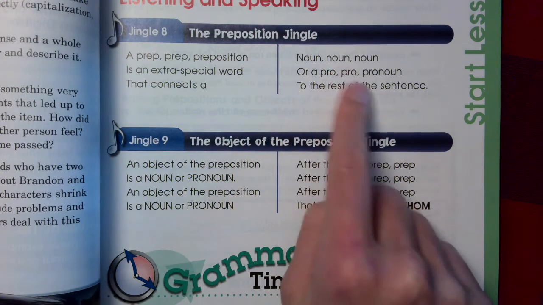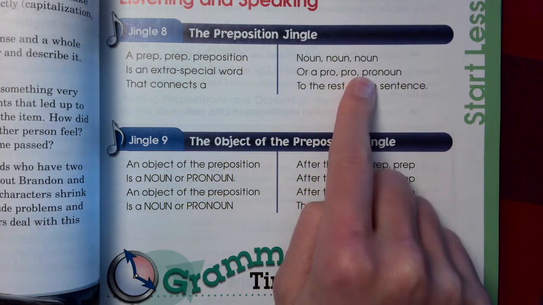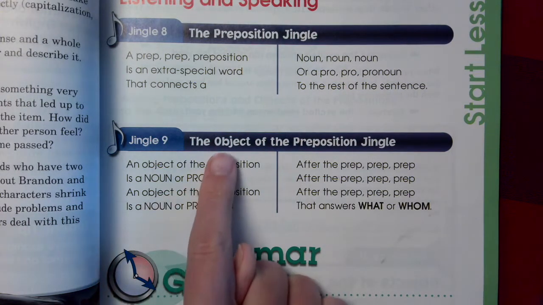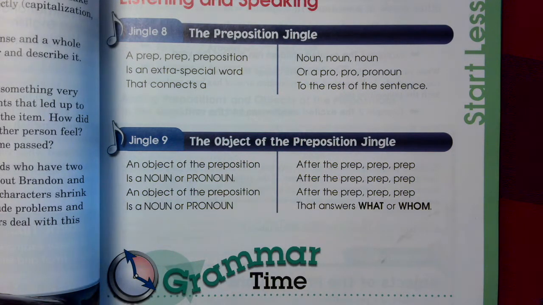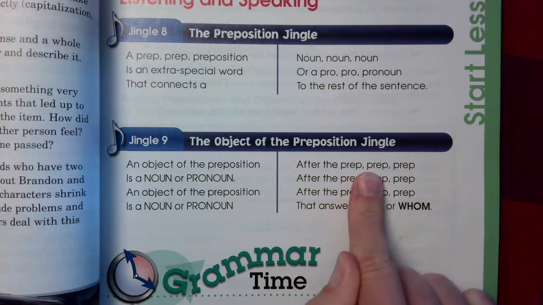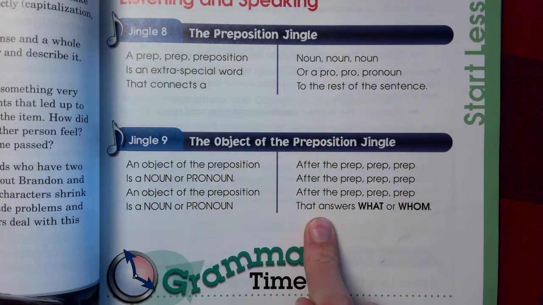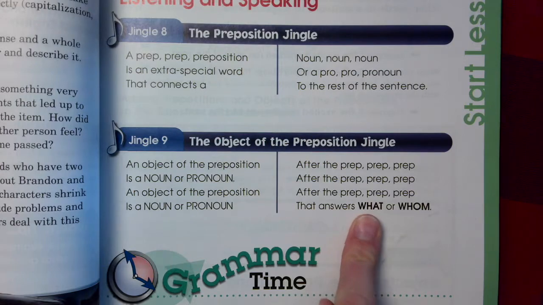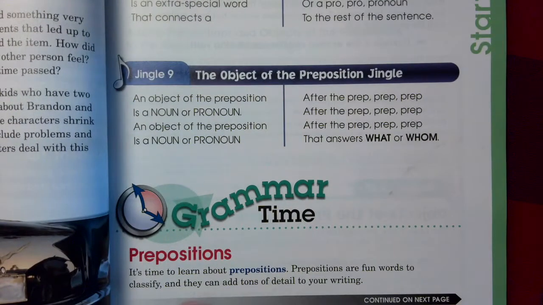A preposition connects the noun or the pronoun to the rest of the sentence. The noun or the pronoun that it's connecting is called the object of the preposition. Okay, it's going to be after a preposition, and our object of the preposition questions are going to be what or whom.